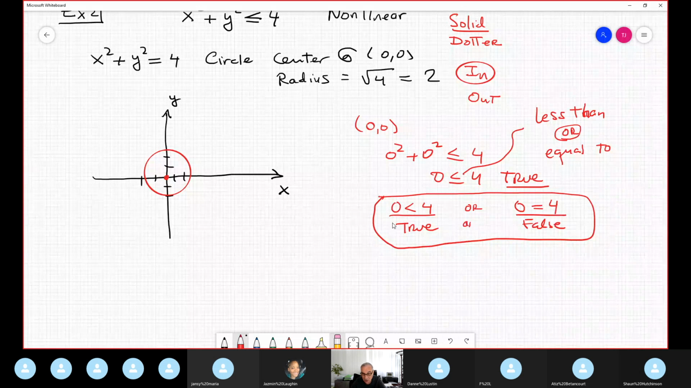With and, both must be true in order for the compound statement to be true. But don't worry about this. Okay, this is completely true, less than or equal to 4. Therefore, the solution is the part inside the circle. Easy, eh?